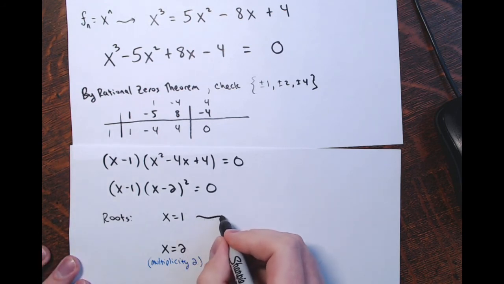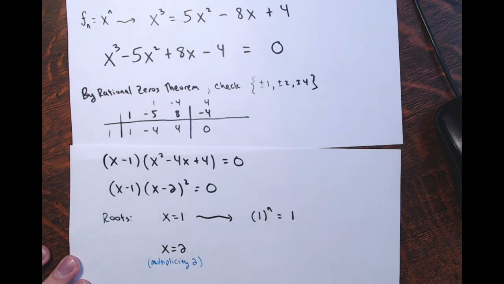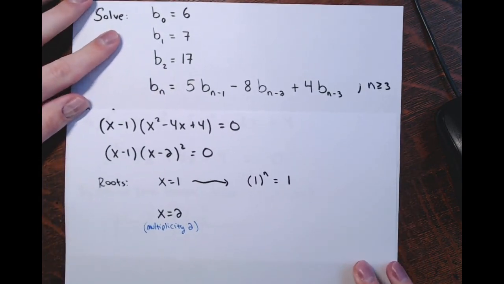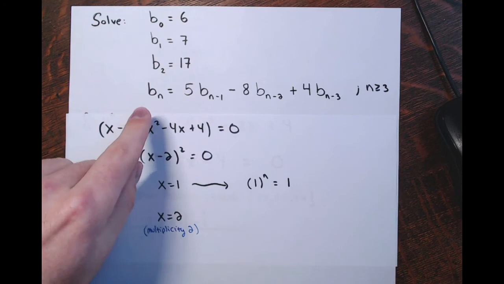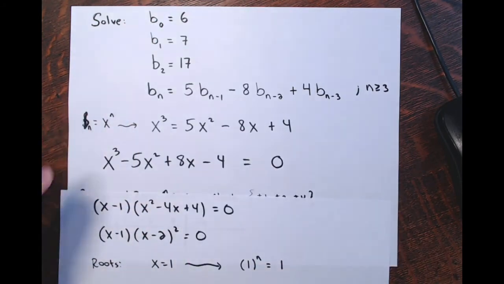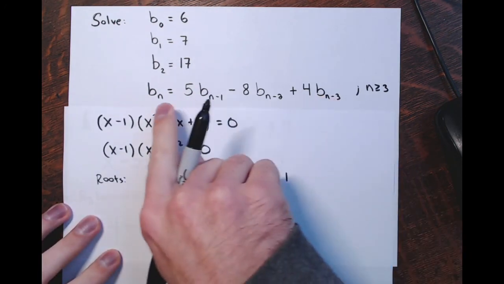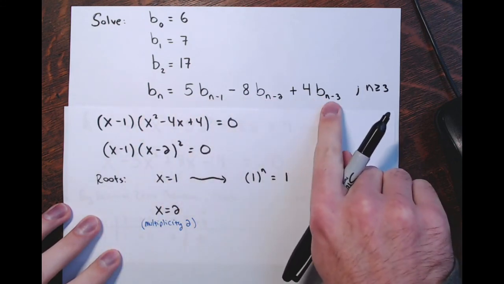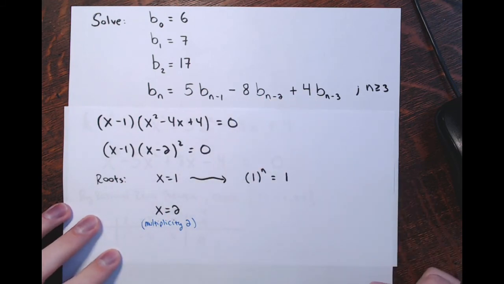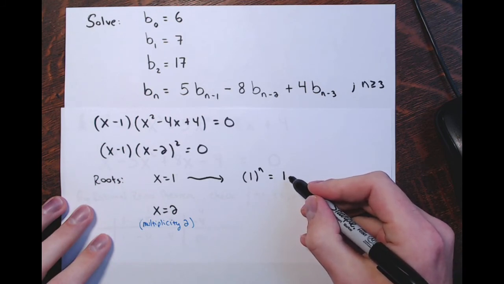So from this, we know that 1 to the nth power, or just the number 1, satisfies the recurrence relation. And that's obvious. If bn was 1, way back here, every single one of these would be 1s. You'd have 1 equals 5 times 1 minus 8 times 1 plus 4 times 1, and that's true. 1 equals 5 minus 8 plus 4. Negative 3 plus 4 is 1. So this 1 satisfies the recurrence relation if bn was just 1.